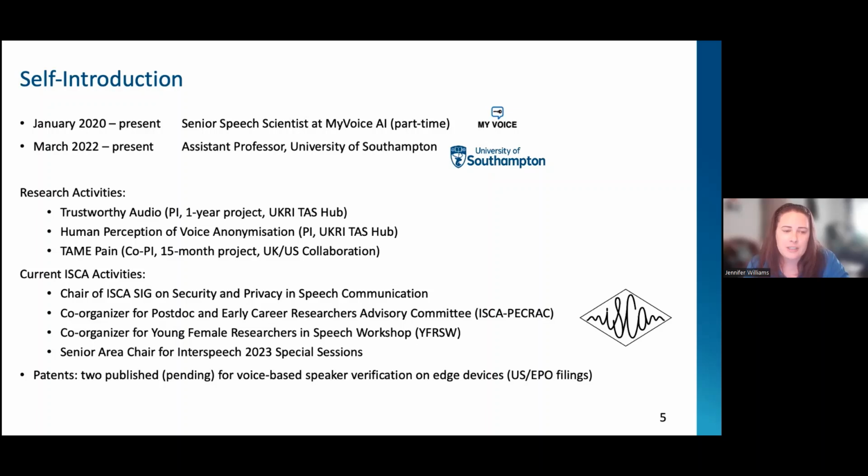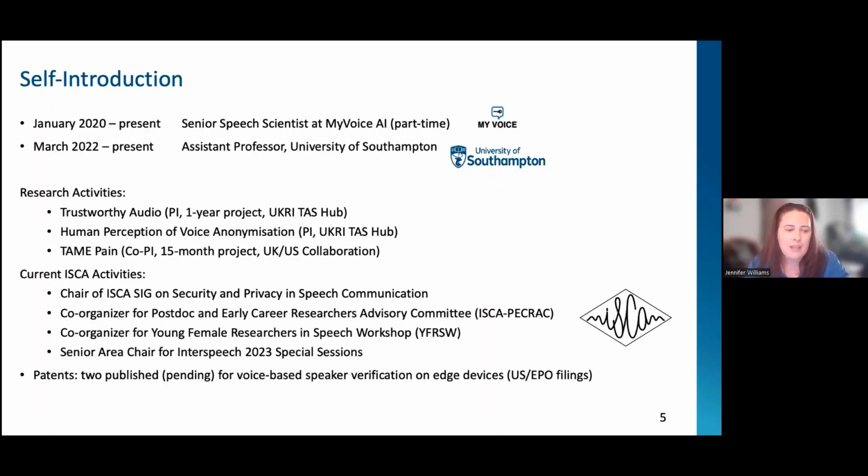My research activities, which I'll talk about in this presentation, include a project on trustworthy audio, which is a one-year project funded by the UKRI TAS Hub. That's a Trustworthy Autonomous Systems Hub. I also work on human perception of voice anonymization and a newer project called Tame Pain, which I'll present near the end. And that is a 15-month project, which is a US-UK collaboration with researchers based at the University of Texas, Austin.